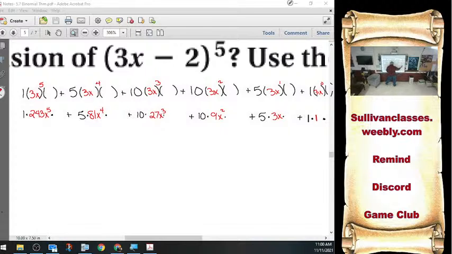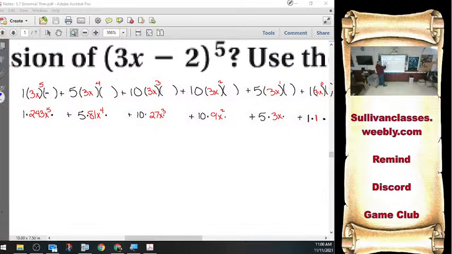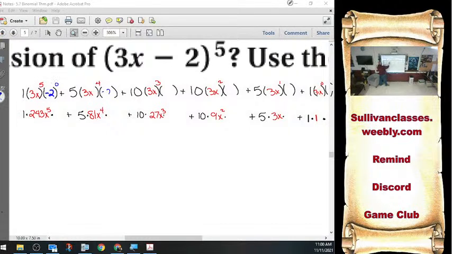And we said that was 1. Okay. I'm also going to plug in -2 to the 0, -2 to the 1st, -2 to the 2nd, -2 to the 3rd, -2 to the 4th, -2 to the 5th, which is -32, which is +16, which is -8, which is +4, which is -2, which is 1.